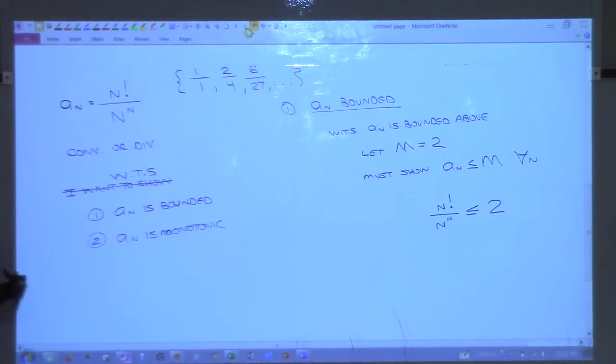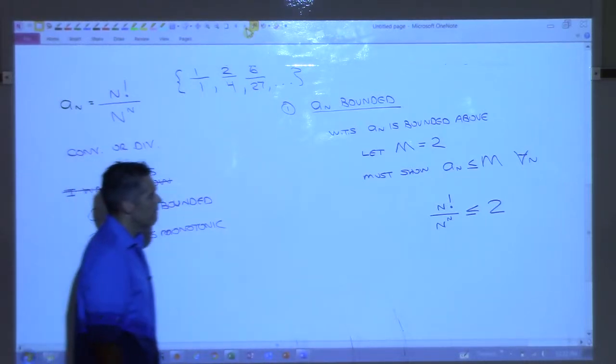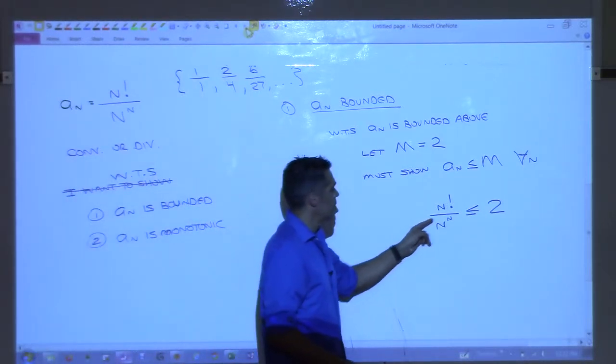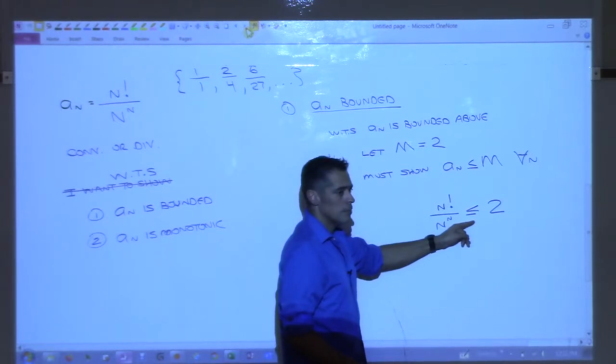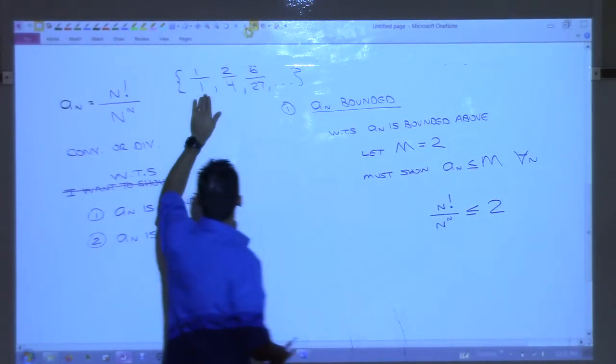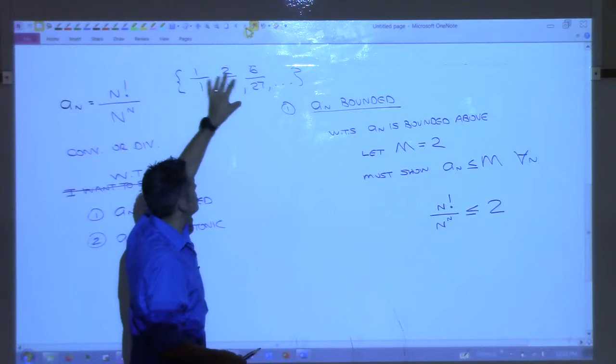I know this all looks weird because of the way I'm writing everything on the board. Can you explain a little bit, just real quick, how you got from n factorial over n to the n is less than or equal to 2? Is that based on the sequence? The sequence, we look and we see this is 1, this is a half. These numbers are getting smaller. Yeah.